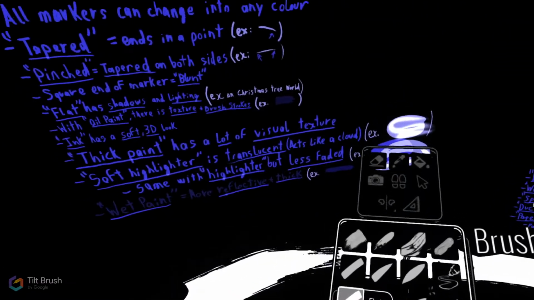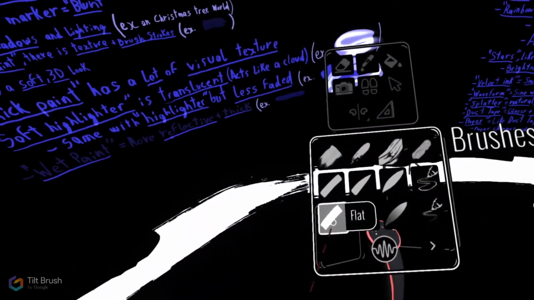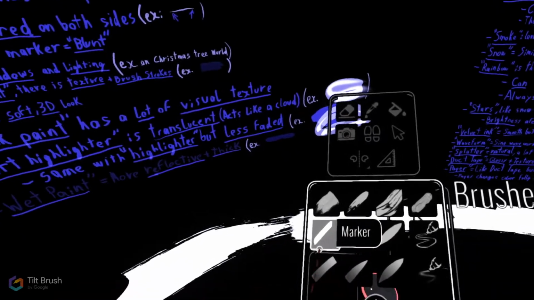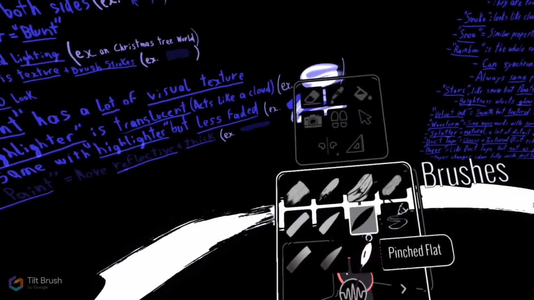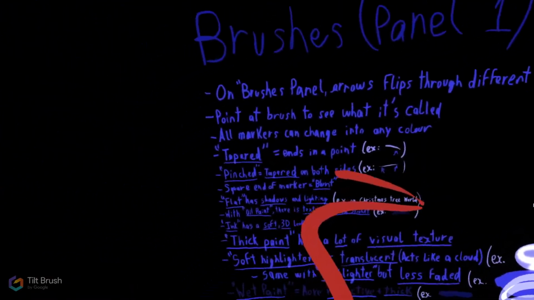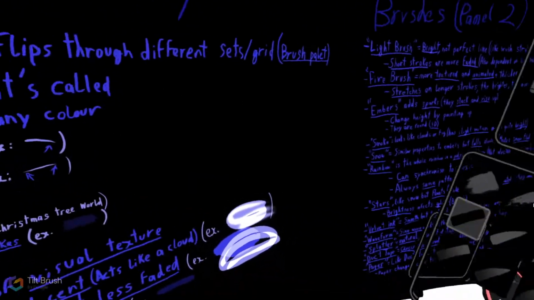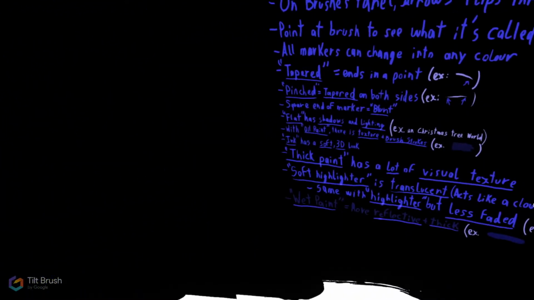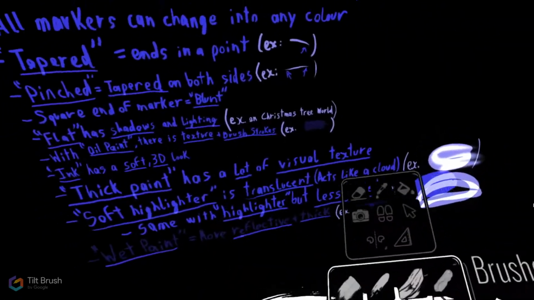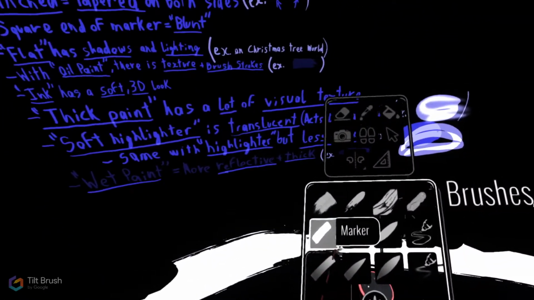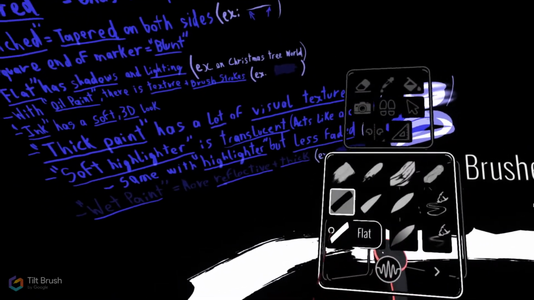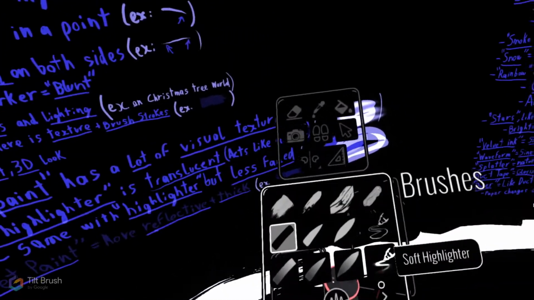All markers can change into any color, or not necessarily all. For all of these 3 markers, so these are called markers, you can see the other ones aren't. These 3 can all change to any color, and most of these actually can, but there are a few which we'll talk about later which actually can't, and that's going to be interesting. The way it's organized, there are the markers here, then the flats here, and others here.